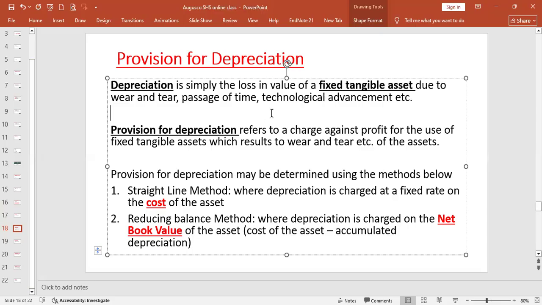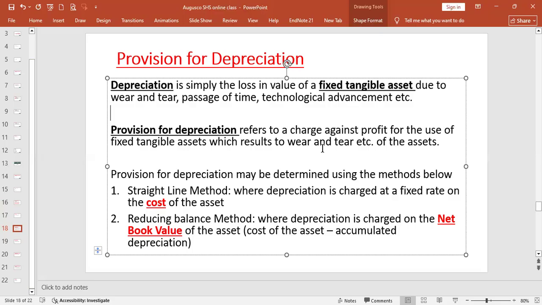So businesses always would have to check their fixed assets to determine any loss in value or fall in value, and that's depreciation. And this is treated as an expense in the profit and loss account, because it is deemed to be that part of the assets the business is using to generate income or money. So when we talk of provision, it is a charge against the profit for the use of the tangible assets, which results in wear and tear, etc.